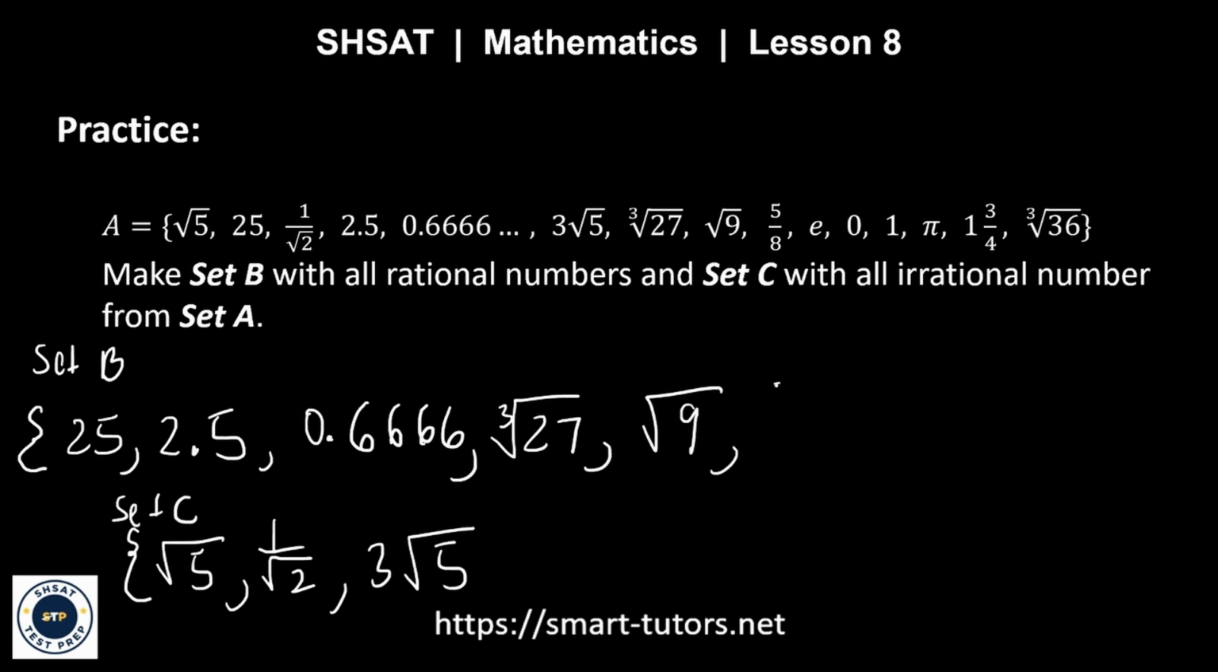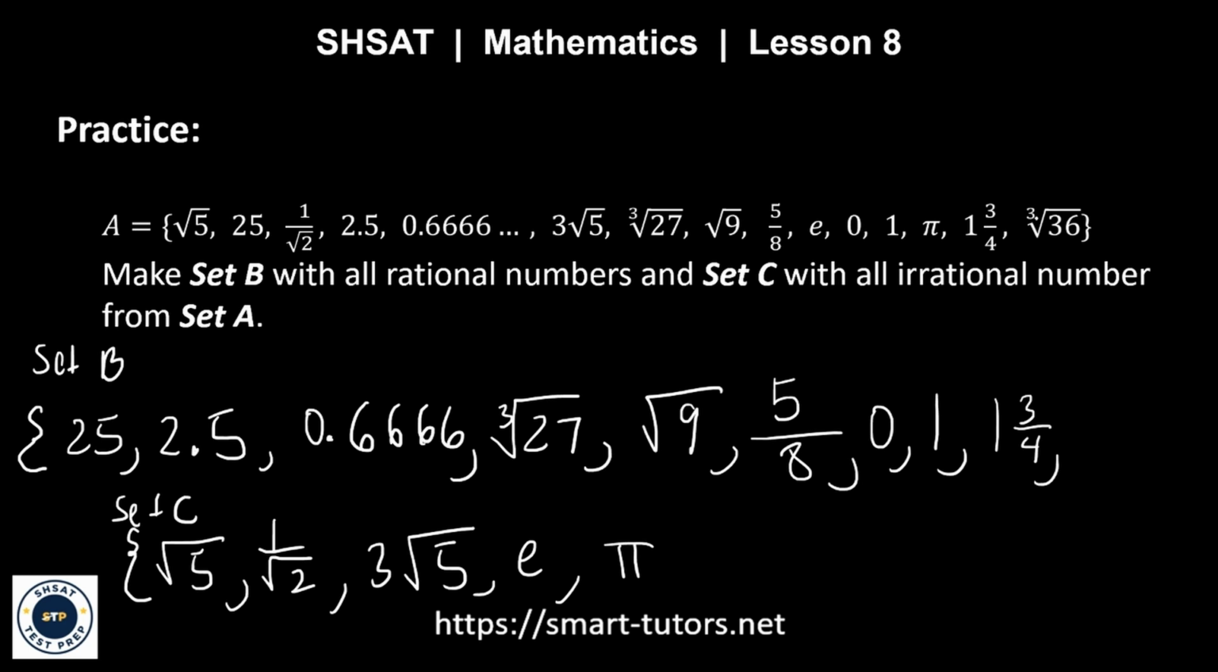5 over 8 is a fraction, so it is a rational number. E is a constant, so it's irrational. 0 is an integer. 1 is also an integer. Pi is a constant number. 1 and 3 over 4 is a mixed fraction, so it's rational. And 3 radical 36 is irrational because 36 is a perfect square number, not a perfect cube number. So this is the set you should have.